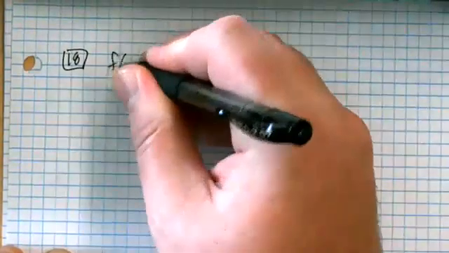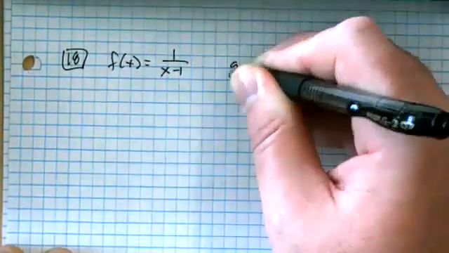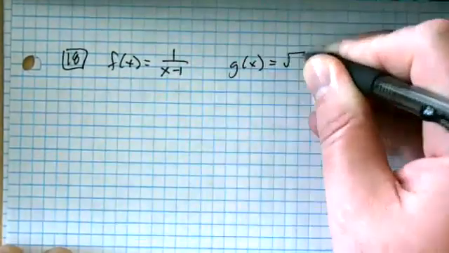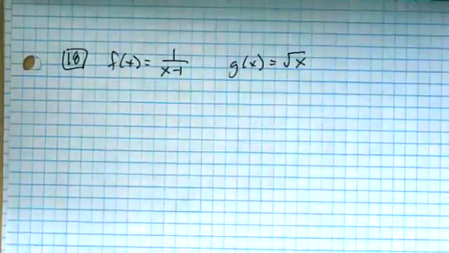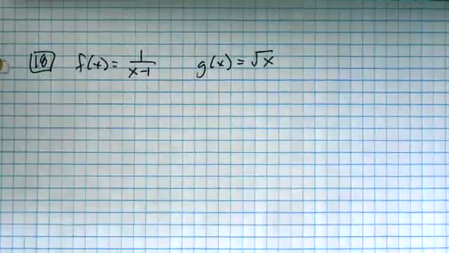So let me write down my function definitions. F of x is 1 over x minus 1. G of x is the square root of x. And we're going to find f of g of x and g of f of x and the domain for each.